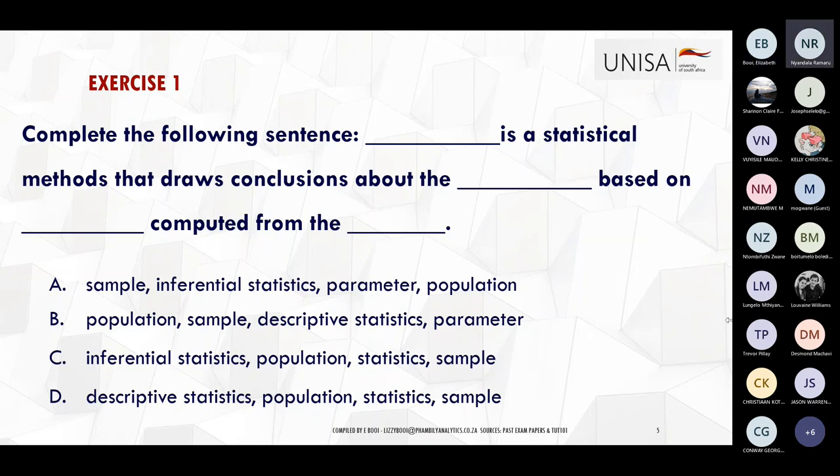I think it's D. My guess is D. And then Jason as well says it's D. So let's see. D says, complete the following sentence. Descriptive statistics is a statistical method that draws conclusions about the population based on the statistics computed from the sample. Is that correct?